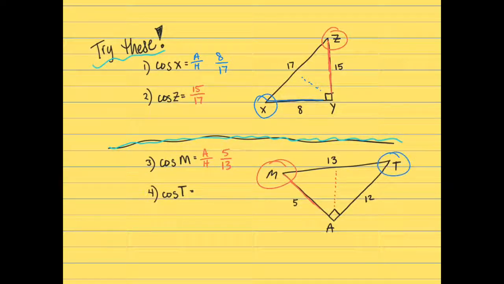And cosine of T. So now we're going from T's perspective, and the adjacent leg to T, so the leg that's next to T, 12. So 12 is the adjacent, and the hypotenuse is still 13. Cool beans. Hopefully you got those right. If you didn't, come hang out with me and we'll talk about adjacent and hypotenuse. It'll be really fun.